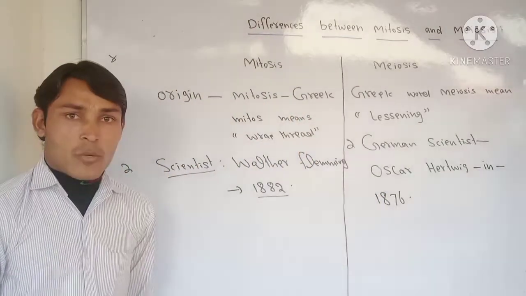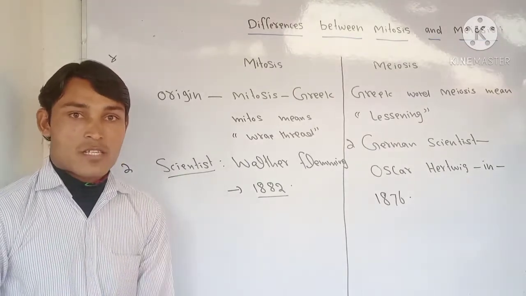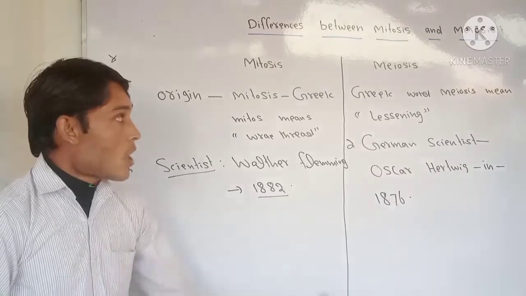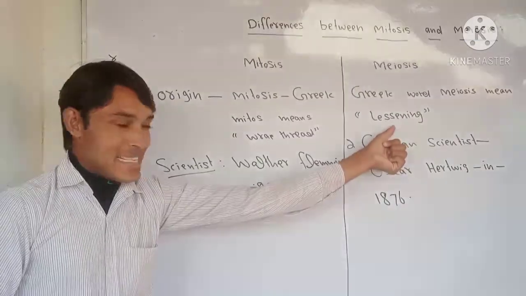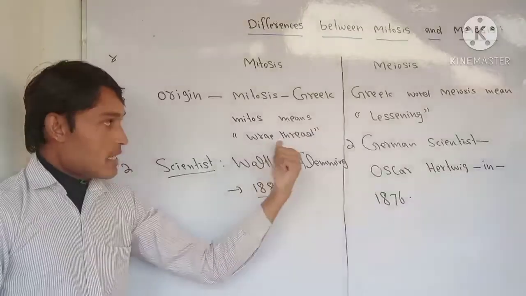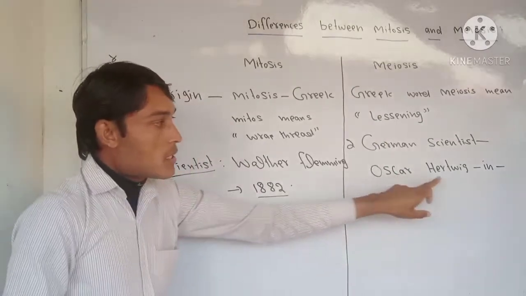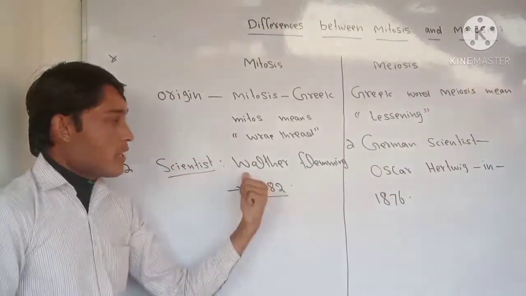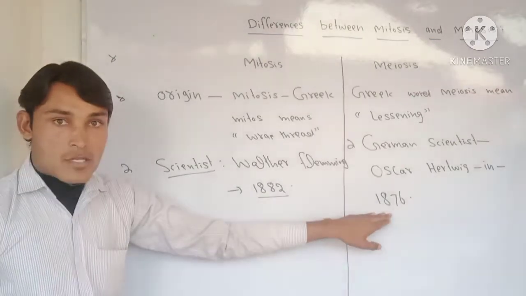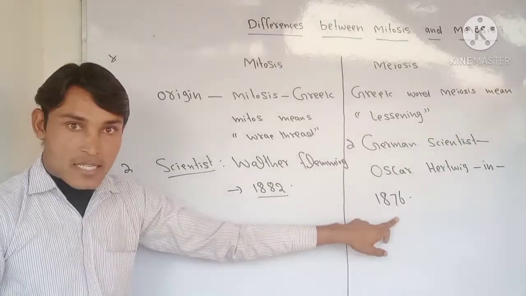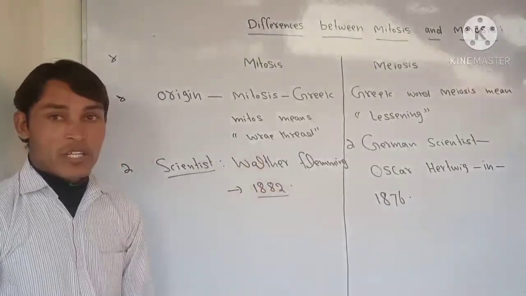So if we talk about the differences between mitosis and meiosis, we get the first difference. Meiosis means lessening, and mitosis means thread. The scientist for meiosis is Oscar Hartwig, and for mitosis Walter Fleming. Meiosis was named in 1876 and mitosis in 1882. So this is the first difference.